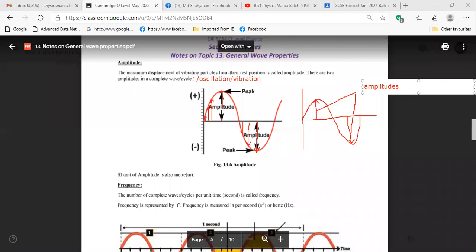You write amplitudes, because in a complete wave we have two amplitudes. So amplitude has also a unit, that is displacement from the rest position. Its unit is also like distance. That's why we are writing that the SI unit of amplitude is meter.